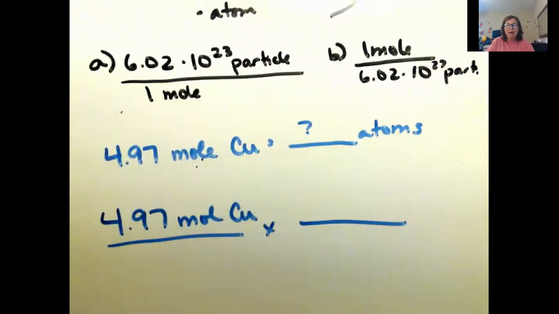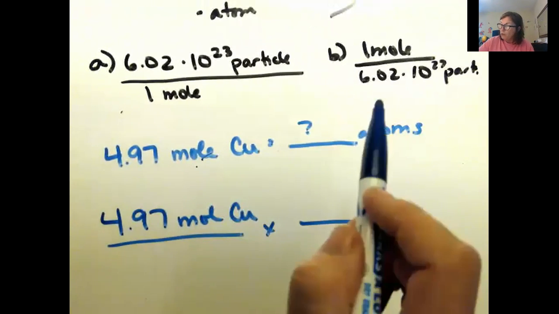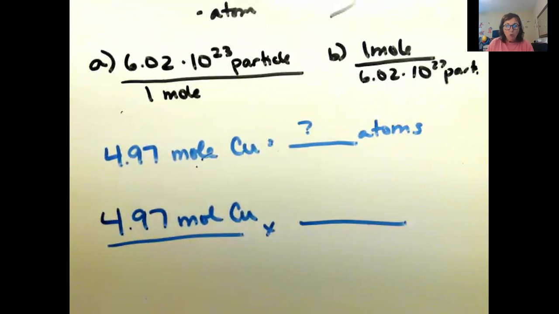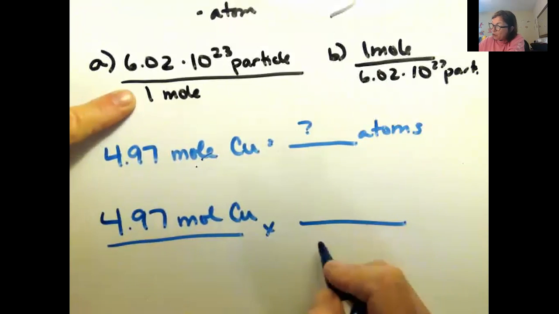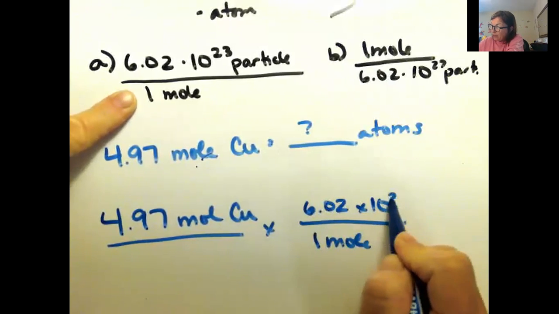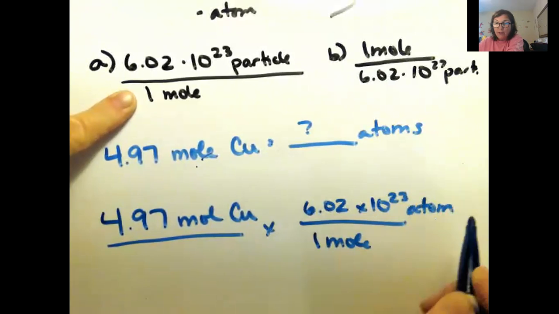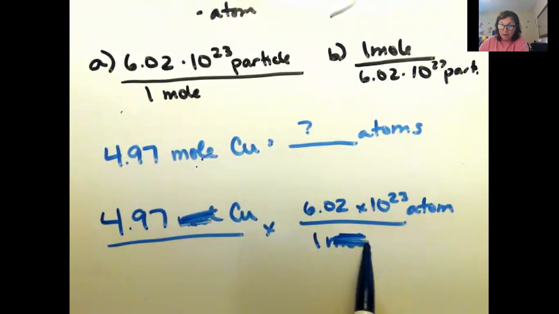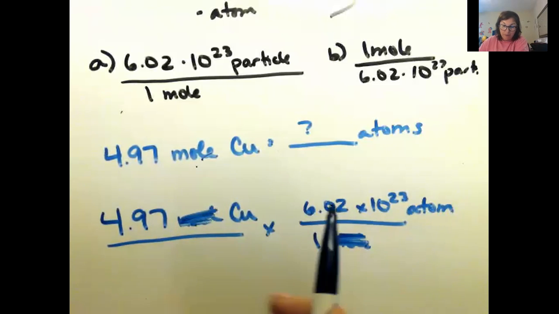I've got to multiply it by something to go from moles to atoms. Am I going to use A to do that or B? Which equivalent statement will I be using? If you happen to say A, you are correct because I have a mole on top. I need that mole on the bottom to cancel it out. So 1 mole over 6.02 times 10 to the 23rd atoms. That's my particle I'm looking for. Okay, so that mole cancels this mole out. And now we multiply these two together.